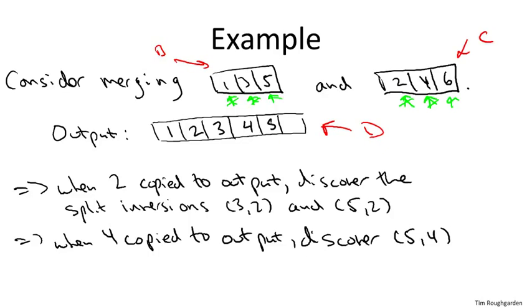The 5 gets copied over, and we know copies from the left array are boring, and then we copy the 6 over, and copies from the right array are generally interesting, but not if the left array is empty. That doesn't involve any split inversions. And you will recall from the earlier video that these were the inversions in the original array, 3, 2, 5, 2, and 5, 4. We discovered them all in an automated method by just keeping an eye out when we copy from the right array C. So this is indeed a general principle, so let me state the general claim.